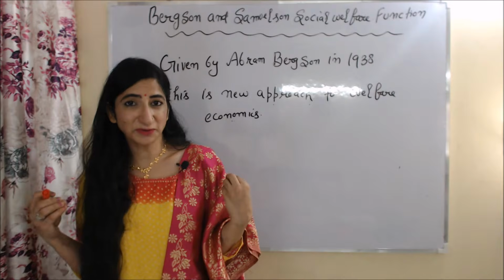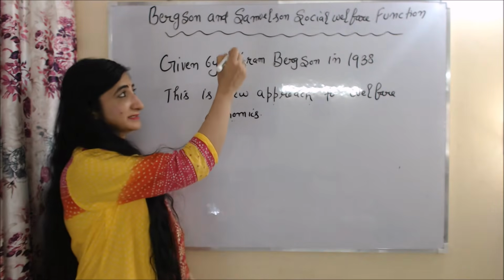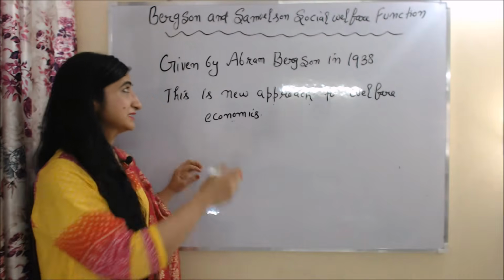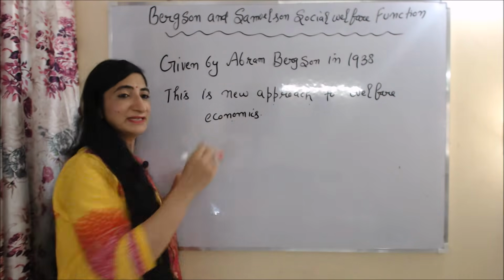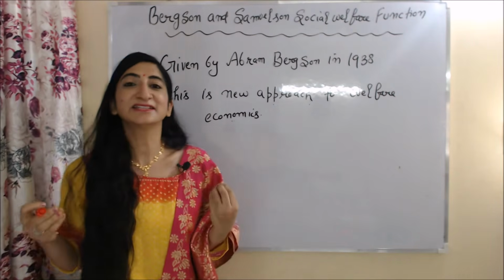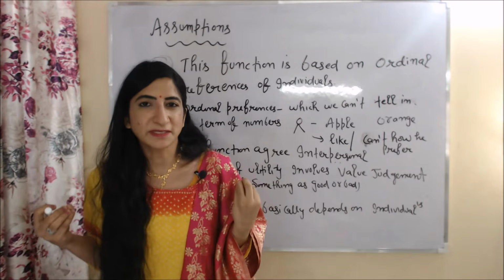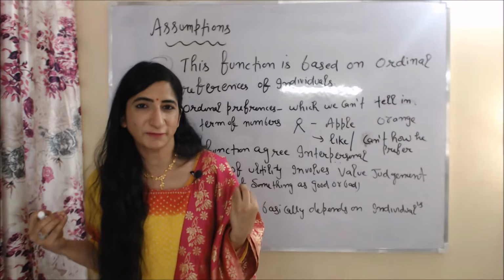Today we are going to talk about Bergson and Samuelson social welfare function. This function was given by Abram Bergson in 1938 and this is a new approach to welfare economics. Now we will talk about assumptions of this social welfare function.